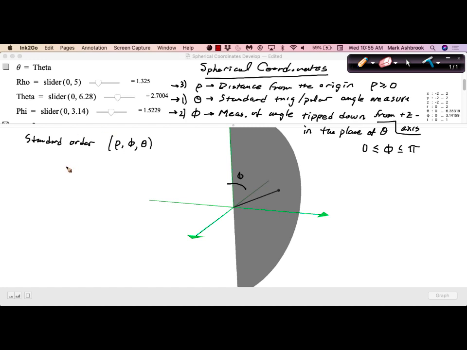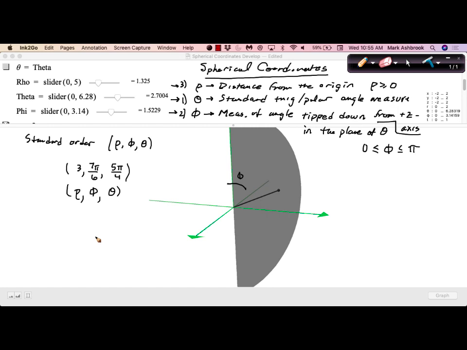So let's, can you sketch (3, 7 pi over 6, 5 pi over 4)? Can you find that point in spherical coordinates? Rho, phi, theta. Can you find and sketch that point in spherical coordinates for practice? 3, 7 pi over 6, 5 pi over 4. Where would that be? See if you can sketch that point.